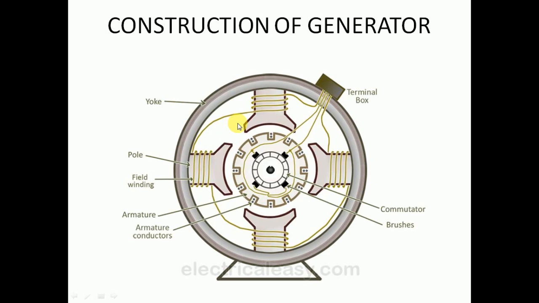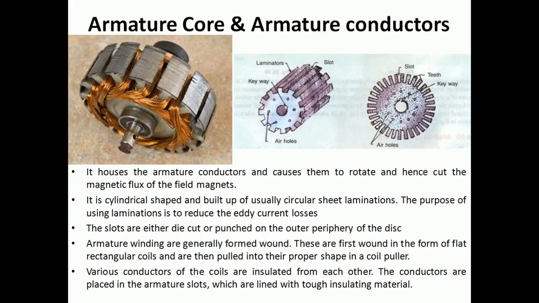Even though the field coils are series connected, the connection is made in such a way that alternate field coils will be carrying current in opposite directions, so as to ensure that adjacent poles are of opposite polarity. Next, we are going to study about armature core and armature conductors.